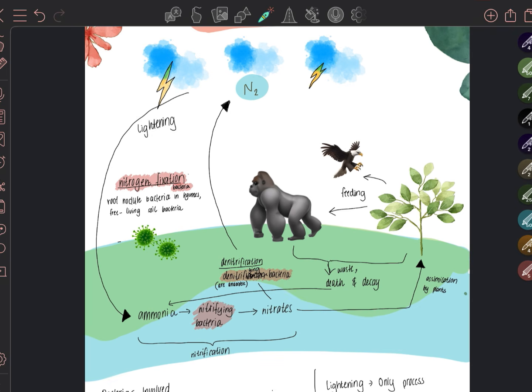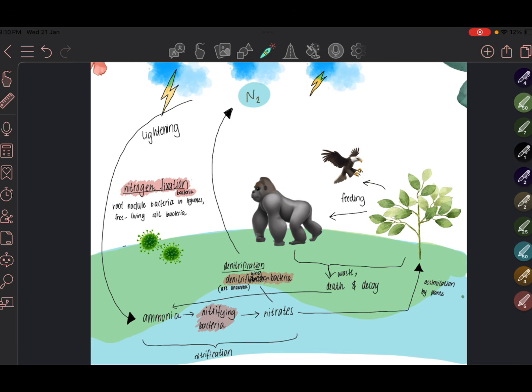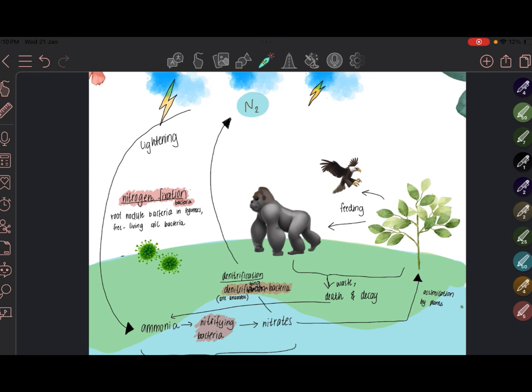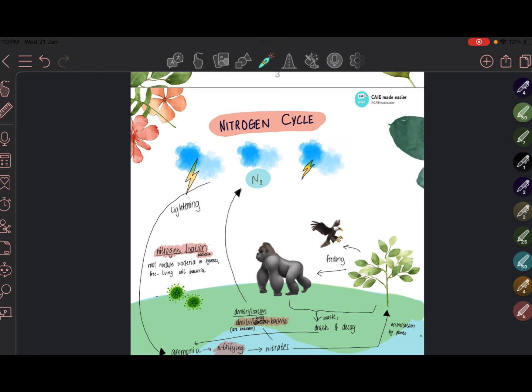Now, the waste products from the animals and the death and decay of plants and animals send nitrogen back into the soil. The decomposers are going to convert those compounds into ammonia. These are converted into ammonia, and the nitrifying bacteria can convert this ammonia into nitrates. So that's all about the nitrogen cycle.